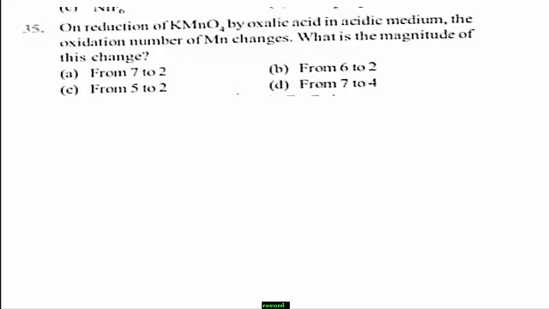Next question number 35. On reduction of KMnO4 by oxalic acid in acidic medium, the oxidation number of Mn changes. What is the magnitude of this change? Option A, from 7 to 2. Option B, from 6 to 2. Option C, from 5 to 2. And option D, from 7 to 4. Read once again the question. On reduction of KMnO4 by oxalic acid in acidic medium, the oxidation number of Mn changes. What is the magnitude of this change?